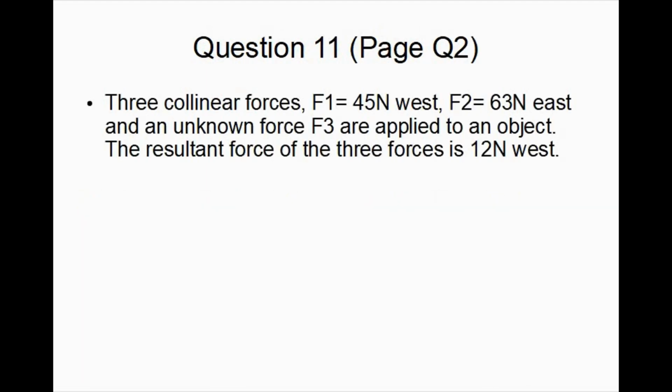We're going to do question 11 first, and question 11 is on page Q2. So it's the second page of the questions at the back of the textbook. The question reads: 3 collinear forces, F1, which is 45 newtons west, F2, 63 newtons east, and an unknown force, F3, are applied to an object. The resultant force of the 3 forces is 12 newtons west.